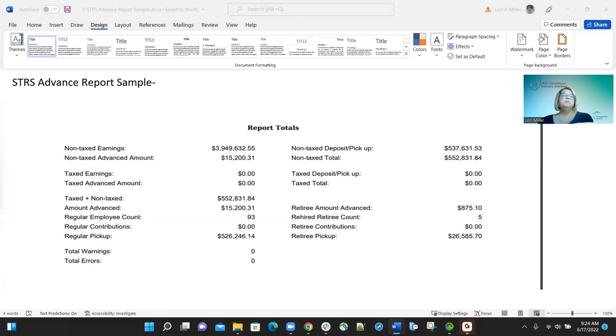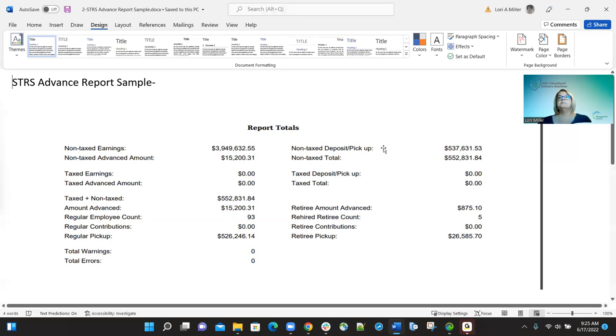So basically, these tax plus non-tax deposit pickup amounts, 55,283,184, minus the advance amount, which is that 15,231, is the amount that is going to be paid over the summer, and will equal this current non-tax deposit pickup amount. You'll see this amount minus this amount equals this amount. That's normally the case.